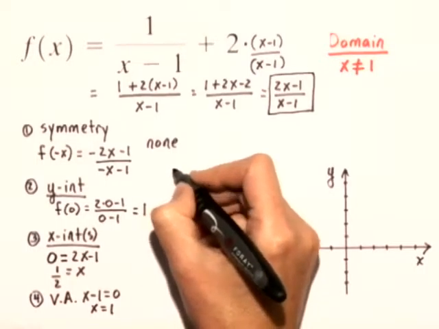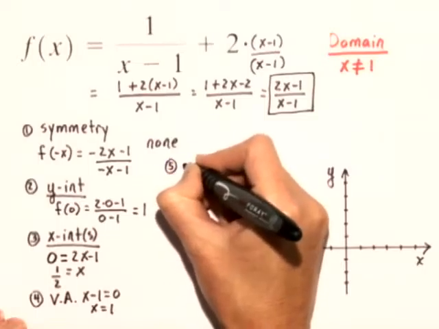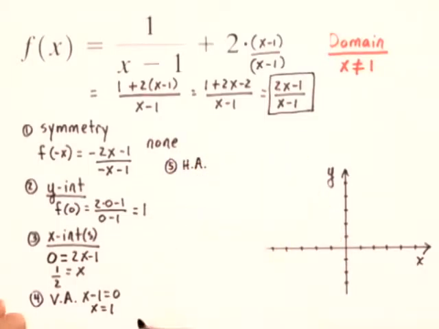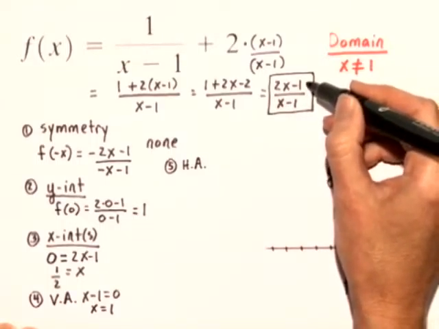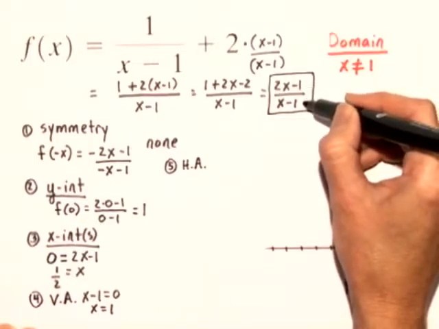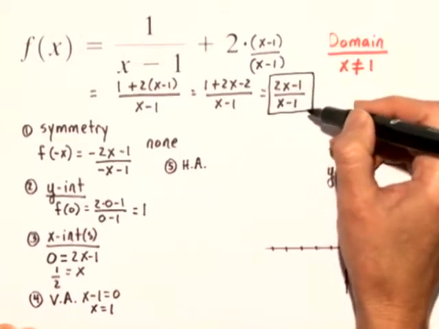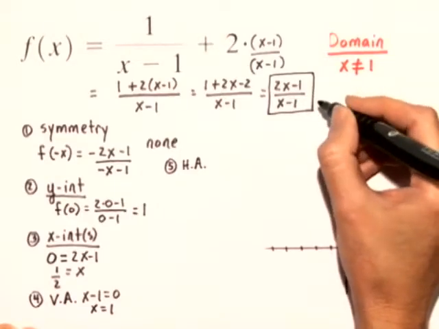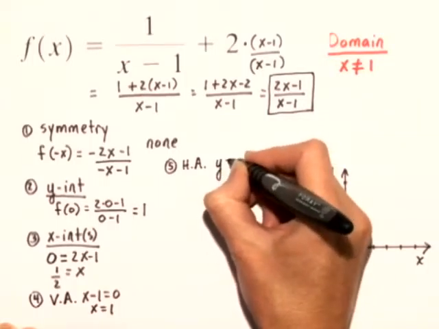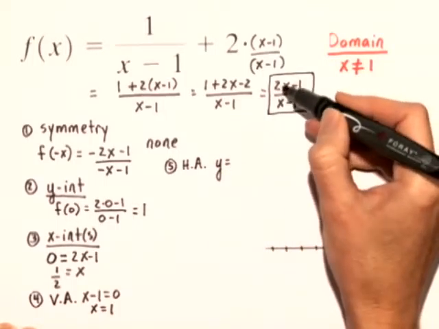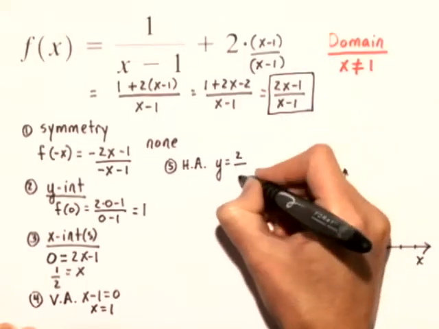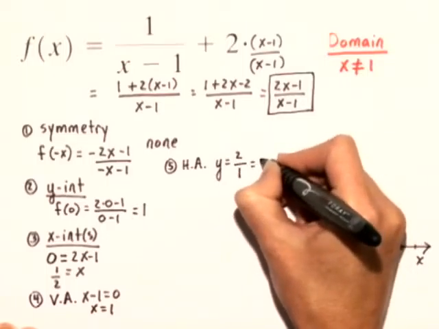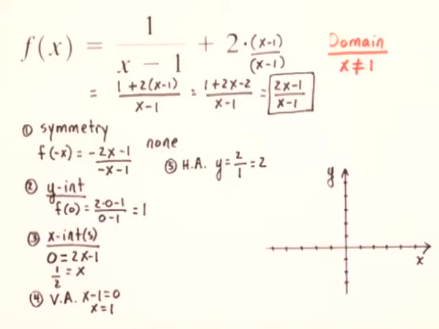Next, I'll come up here for step 5. We'll look to see if we have any horizontal asymptotes. We look at our expression and we compare the degree of the numerator with the degree of the denominator. In this case, our degrees are the same. They both have degree 1 since x is to the first power. So our horizontal asymptote is going to be of the form y equals, we just look at the ratio of the leading coefficients. The numerator coefficient is 2 and the denominator coefficient is 1. So therefore y equals 2 is our horizontal asymptote.